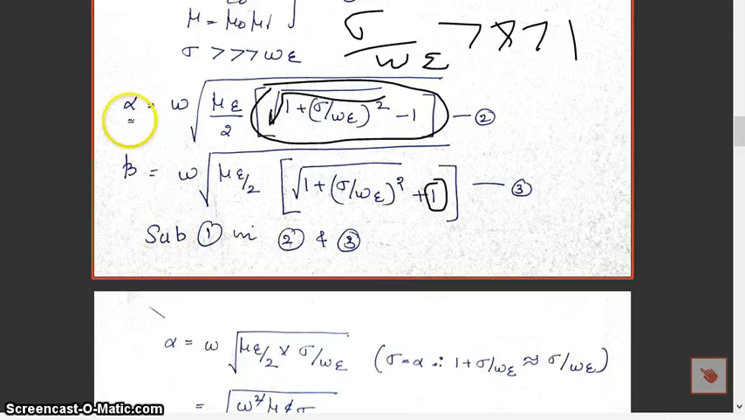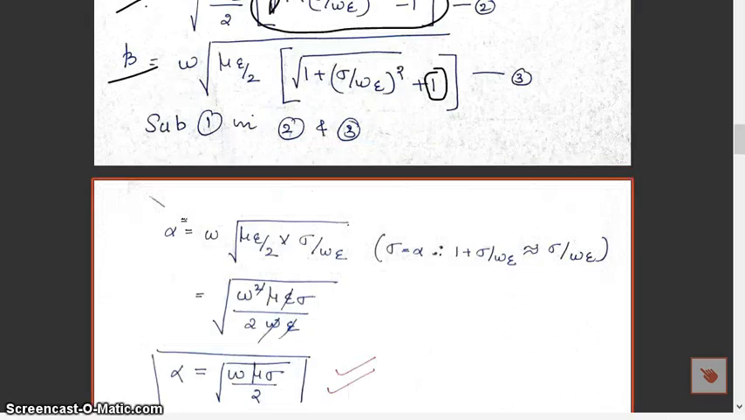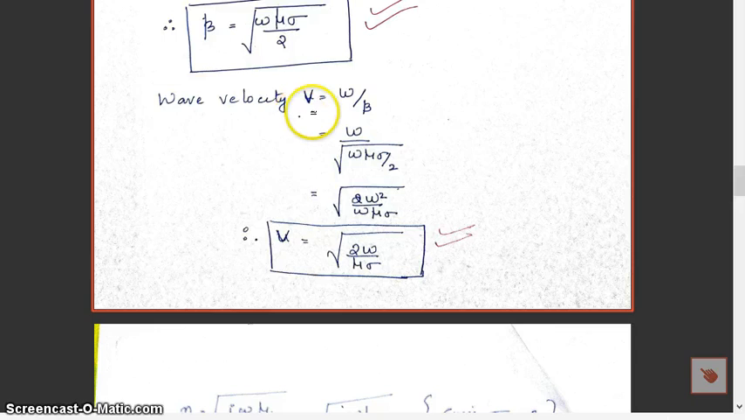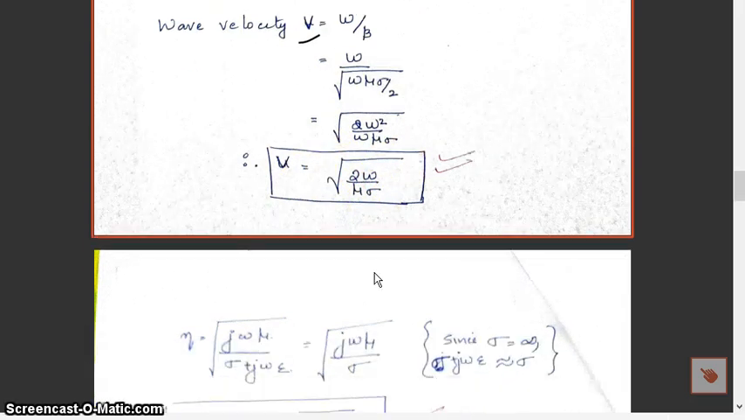That's all. So this and this is very important. If you study this, it's enough to substitute the condition for different media to find the corresponding equations. Okay. Then you can find velocity v is equal to omega by beta. Beta you have already derived here. So omega by square root of omega mu sigma by 2. So finally you will get v is equal to square root of 2 omega mu epsilon.